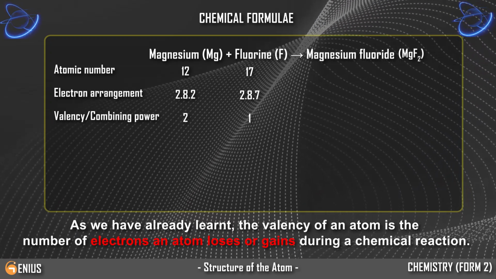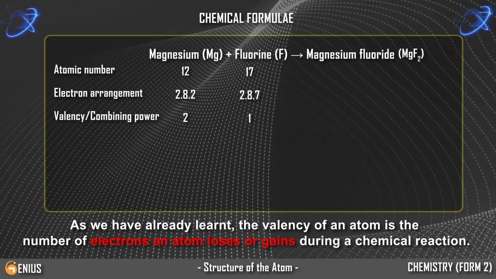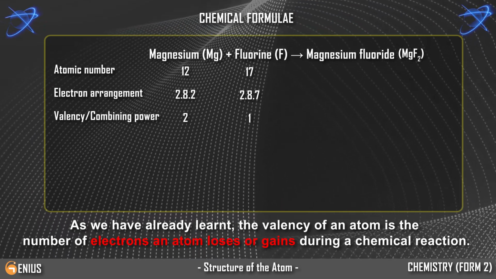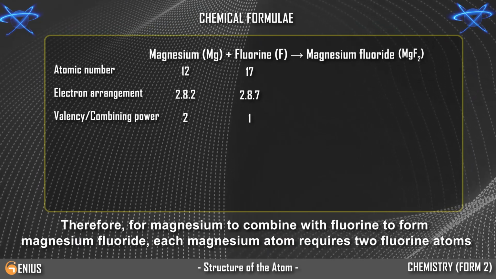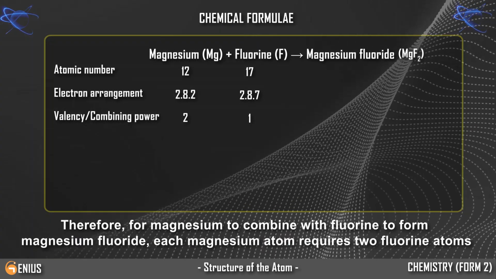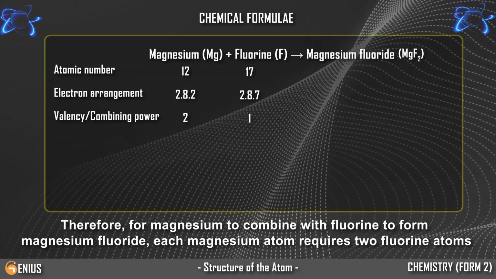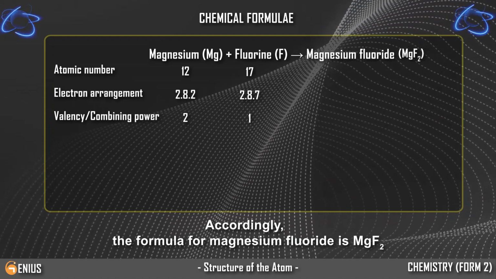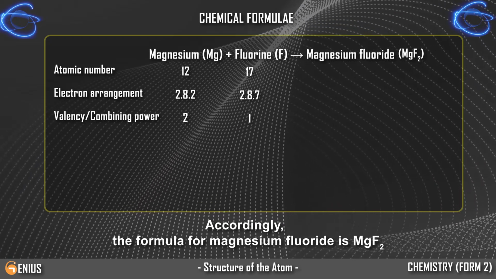As we have already learnt, the valency of an atom is the number of electrons an atom loses or gains during a chemical reaction. Therefore, for magnesium to combine with fluorine to form magnesium fluoride, each magnesium atom requires 2 fluorine atoms. Accordingly, the formula for magnesium fluoride is MgF2.